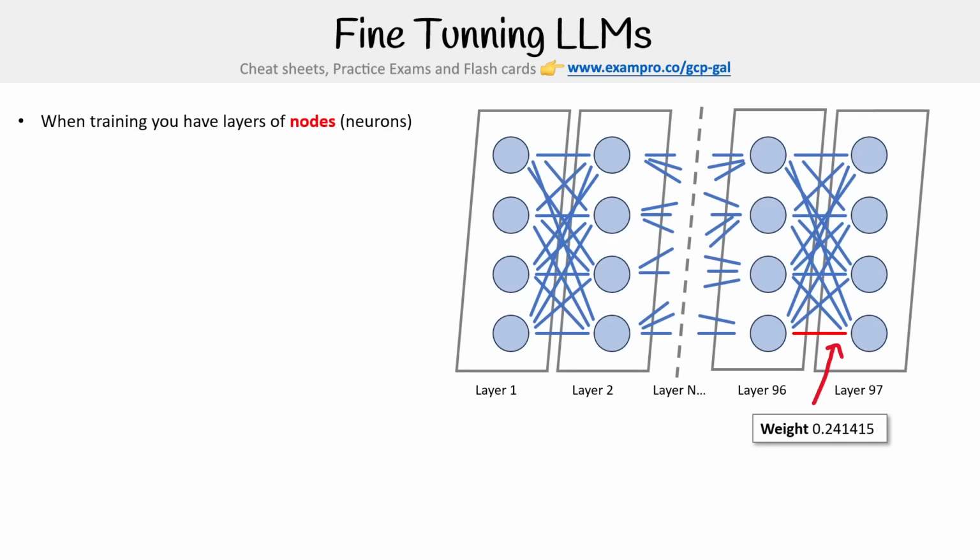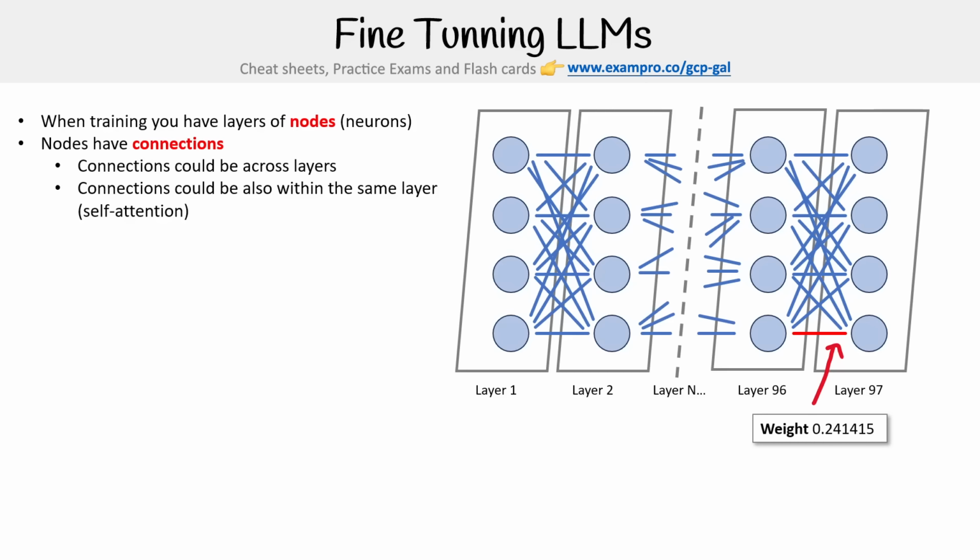When training, you have layers of nodes, also called neurons, so think like your brain. Between these nodes, there are going to be connections. Connections are often between or across layers, but connections can also be within the same layer. That's where we get this concept of self-attention. If you remember, the concept of attention is really important when we're talking about transformers for large language models. If we represent it, it's more like it's connecting back to itself. That's why we call it self-attention, because it's a layer that feeds back into itself.